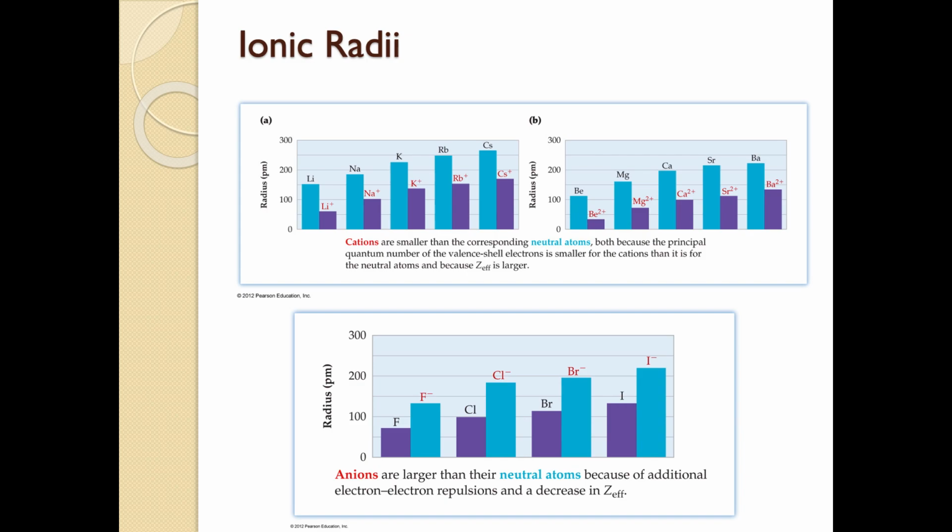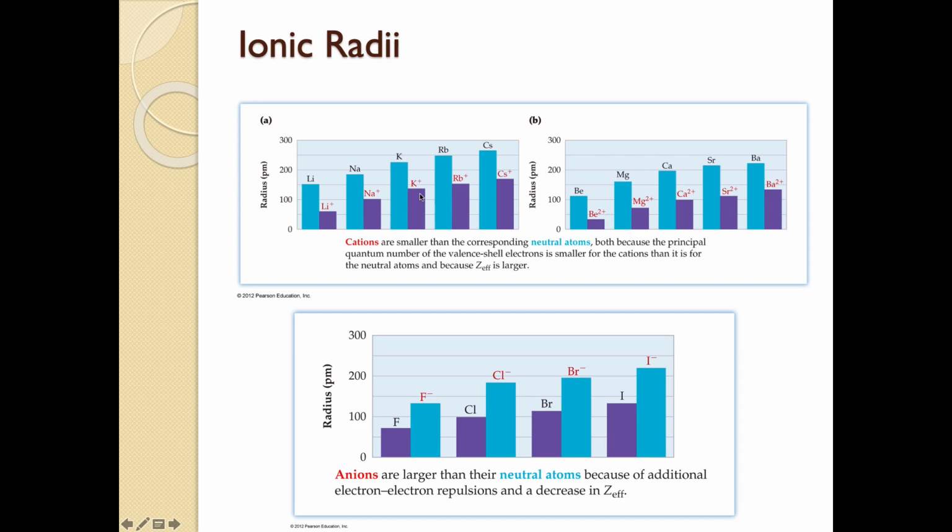So to get an idea for just how much ion size can really change, here's a chart of the normal radius of a group 1 metal versus the radius of that metal once it's an ion, once it's lost an electron. And we see when things lose an electron, not only do they get smaller, they get a lot smaller. Lithium goes from somewhere around 150 picometers for neutral lithium to a little over 50, closer to 60. That's less than half of its original size.